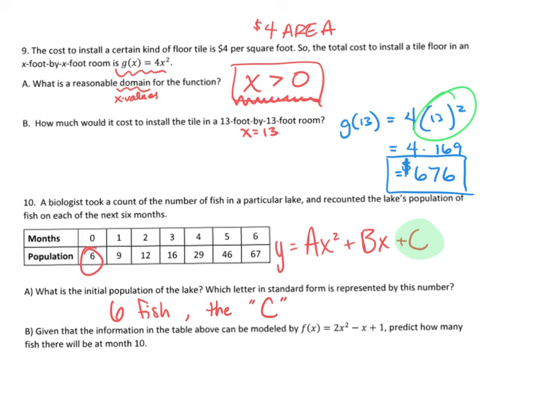Given that the information in blah, blah, blah. So pretend that first question never happened, and now they're giving us an equation. Predict how many fish there will be at 10 months. So all that means is just like the previous question, we just got to drop that number in there. So how many fish in 10 months? So replacing x with 10. Remember order of operations. So that means do the exponent first. So 10 squared. Please don't mess that up.